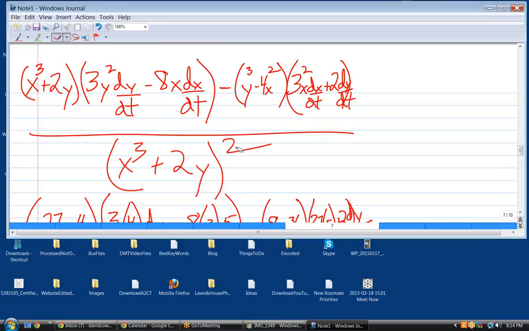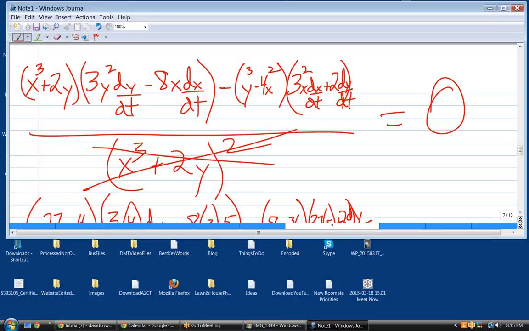Well, first thing I got to do is multiply this binomial times this binomial using FOIL. Then I got to do the same thing over here using FOIL. Again, this is all equal to 0, so I can kind of get rid of the bottom if I'm solving for dy dt, because the next step would be to multiply both sides by the bottom. So that makes it a little easier.